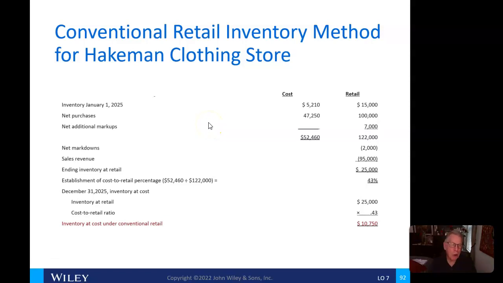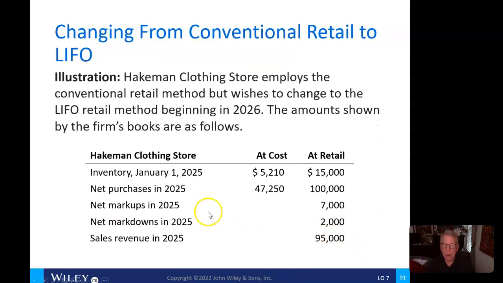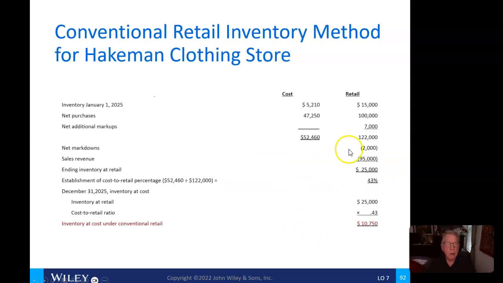Hi, everybody, and welcome back to video number 7, our last video in Chapter 8. When we left off, we were looking at the Hakeman clothing store and how they apply the conventional retail inventory method. You may remember, here are the numbers that we had from the previous slide. Here's our costs and our retails. And so that's what they've done here.